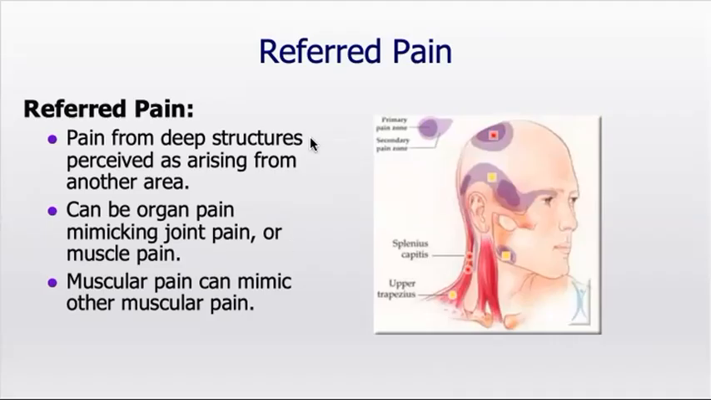A great example of this would be cervicogenic headaches, where headaches are actually occurring due to pain in the neck, and we're going to discuss that in just a minute. You can also have visceral referral. A great example is if you have issues in the gallbladder, you can have gallstones or some type of other issue, infection, whatnot. You can get referral to the shoulder.